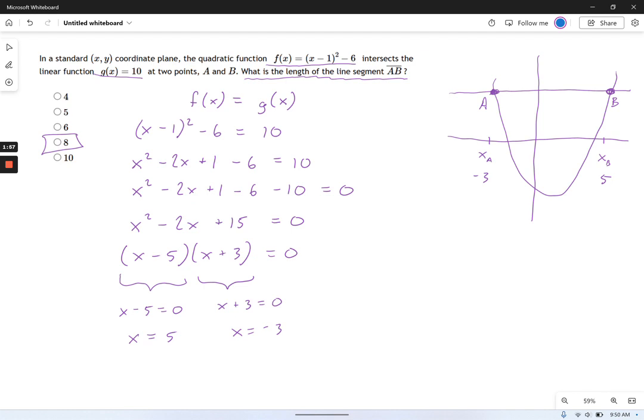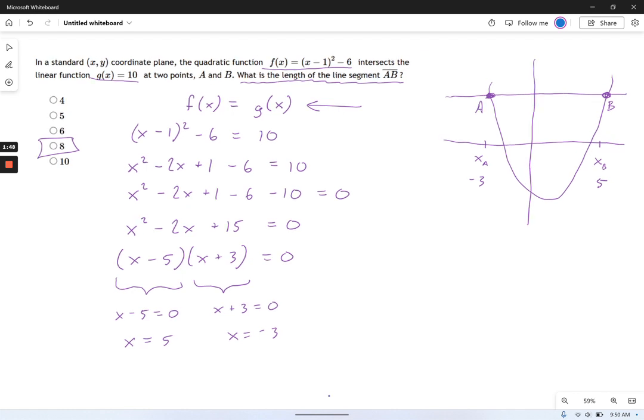Just to review, major ideas that we pulled together here. I think the most important thing is this guy right here. When you are told that two functions intersect each other, this is what you do. You set them equal to each other. That means the y values are equal, and that only occurs at certain places in x. You can find those x's using algebra.